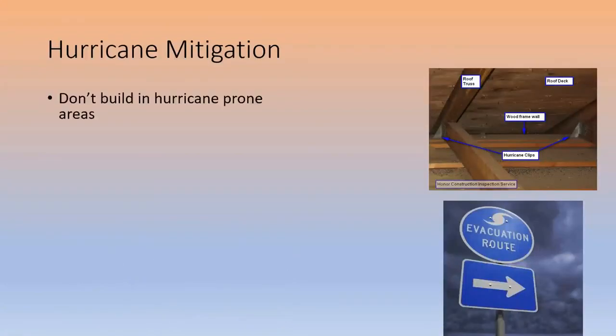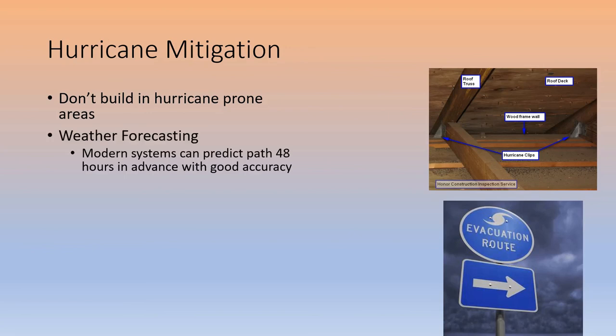So mitigation of hurricanes. Don't build in hurricane-prone areas would be a great mitigation technique, but obviously, like that's going to happen, right? So one of our biggest mitigation techniques is weather forecasting itself. With our modern systems, we can accurately predict pretty well, at least 48 hours in advance, where the hurricane is going to go.